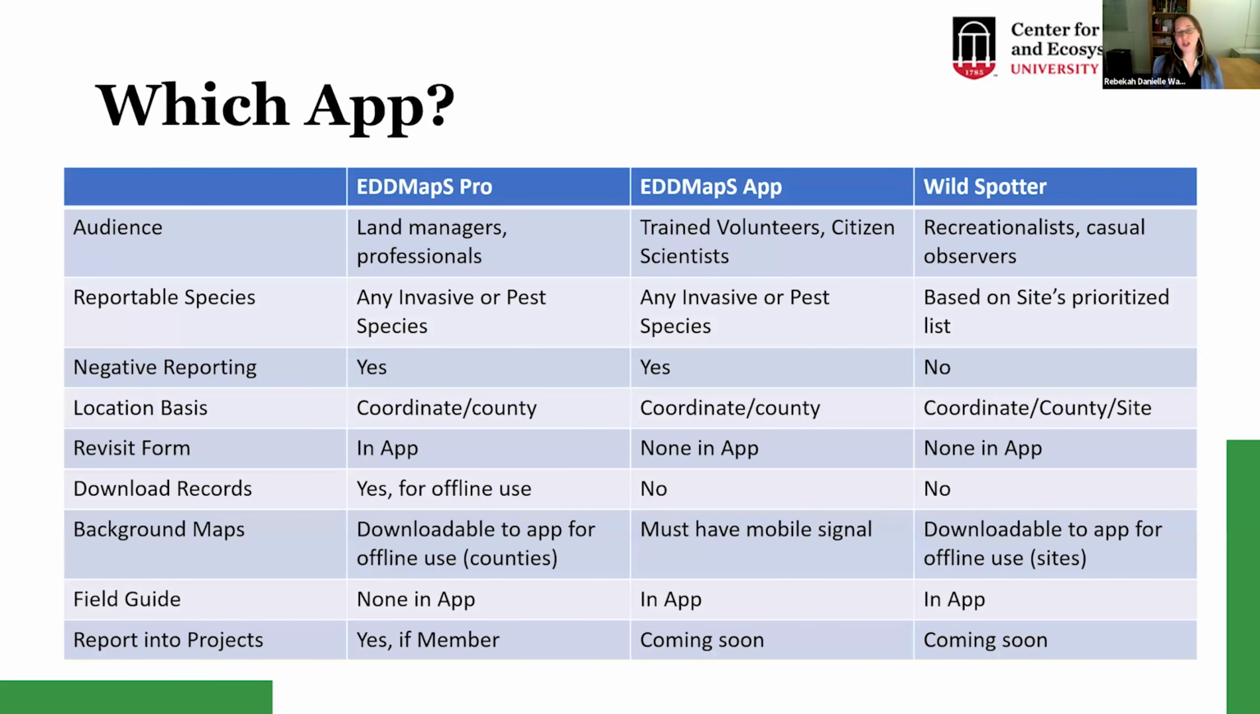So which app should you use? This was a question that came up earlier in the Q&A box. So think about who your audience is. For EDDMapS Pro, we're talking about land managers and professionals, people who know how to ID things, who need a lot of additional features to be able to do their job. That's where EDDMapS Pro comes in. The EDDMapS app is for trained volunteers, citizen scientists. These are people who say, I'm just going to walk around my neighborhood and, oh, I found another mimosa.